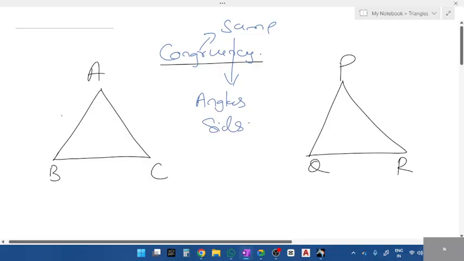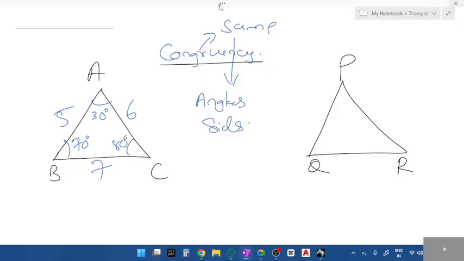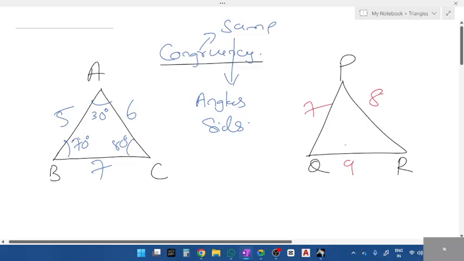sides. So if I take one triangle with sides 5 centimeters, 6 centimeters, 7 centimeters, and angles 30 degrees, 70 degrees, 80 degrees. So this is one triangle, students. Another triangle, I'll take 7, 8, 9, and I'll give different angles, 80 degrees, 70, 30 degrees. Which angle do you think will be greater in terms of size?